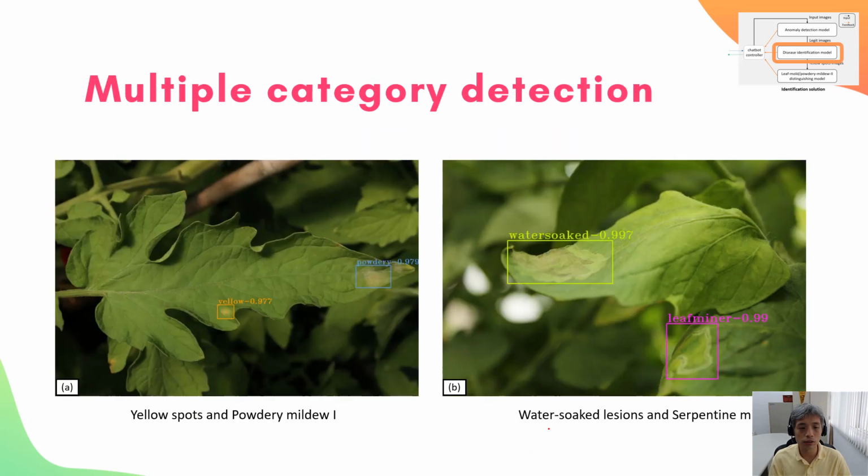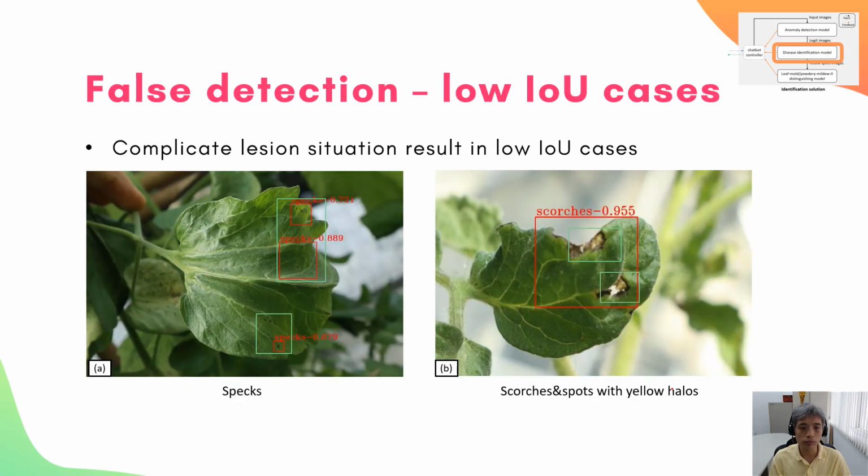So here are our achievements. Also, in the case that one image has different categories of lesions or diseases, we can detect them too. See here we have powdery mildew, and we have yellow, and here we have water soak and leaf miner. They are all different diseases.